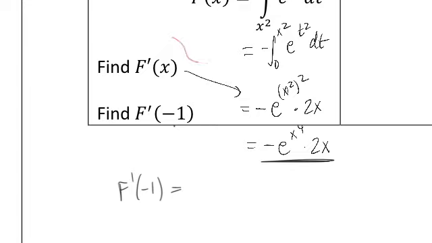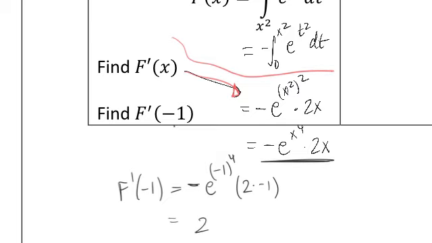So just let me be clear. This is f prime down here. So that's going to be what? It's going to be negative e to the negative 1, the quantity to the 4th, times 2 times negative 1. So I think that's positive 2e to the 1, which is 2e.